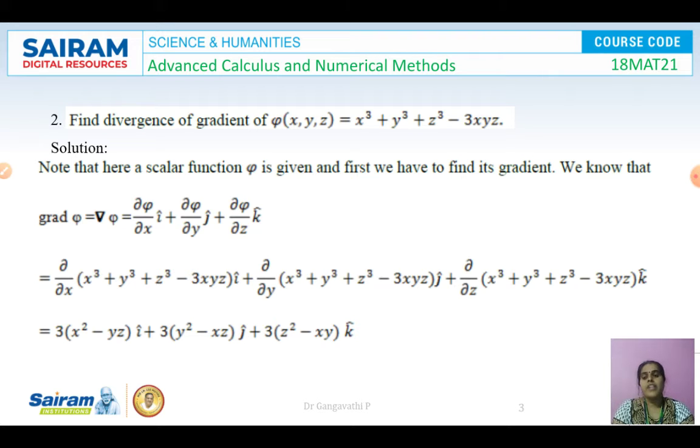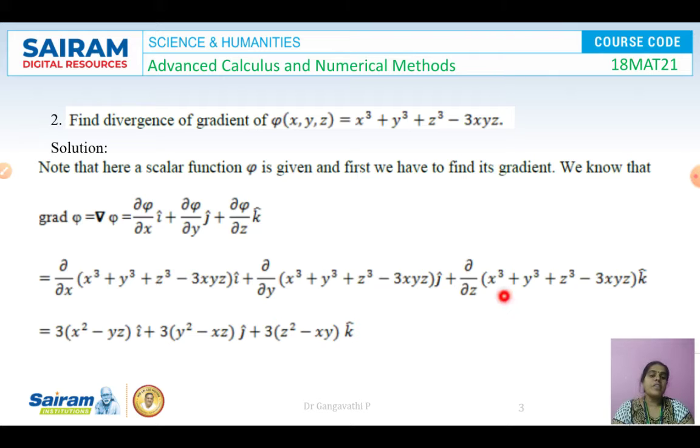And let us differentiate here with respect to x. Differentiation of x cube is 3x square. And here differentiation of 3xyz is 3yz. 3 is a common term, so we get 3 into x square minus yz i cap. And here partial differentiation is with respect to y. So y cube gives 3y square minus differentiation of 3xyz with respect to y is 3 into z. So 3 can be written outside. The remaining is y square minus z.